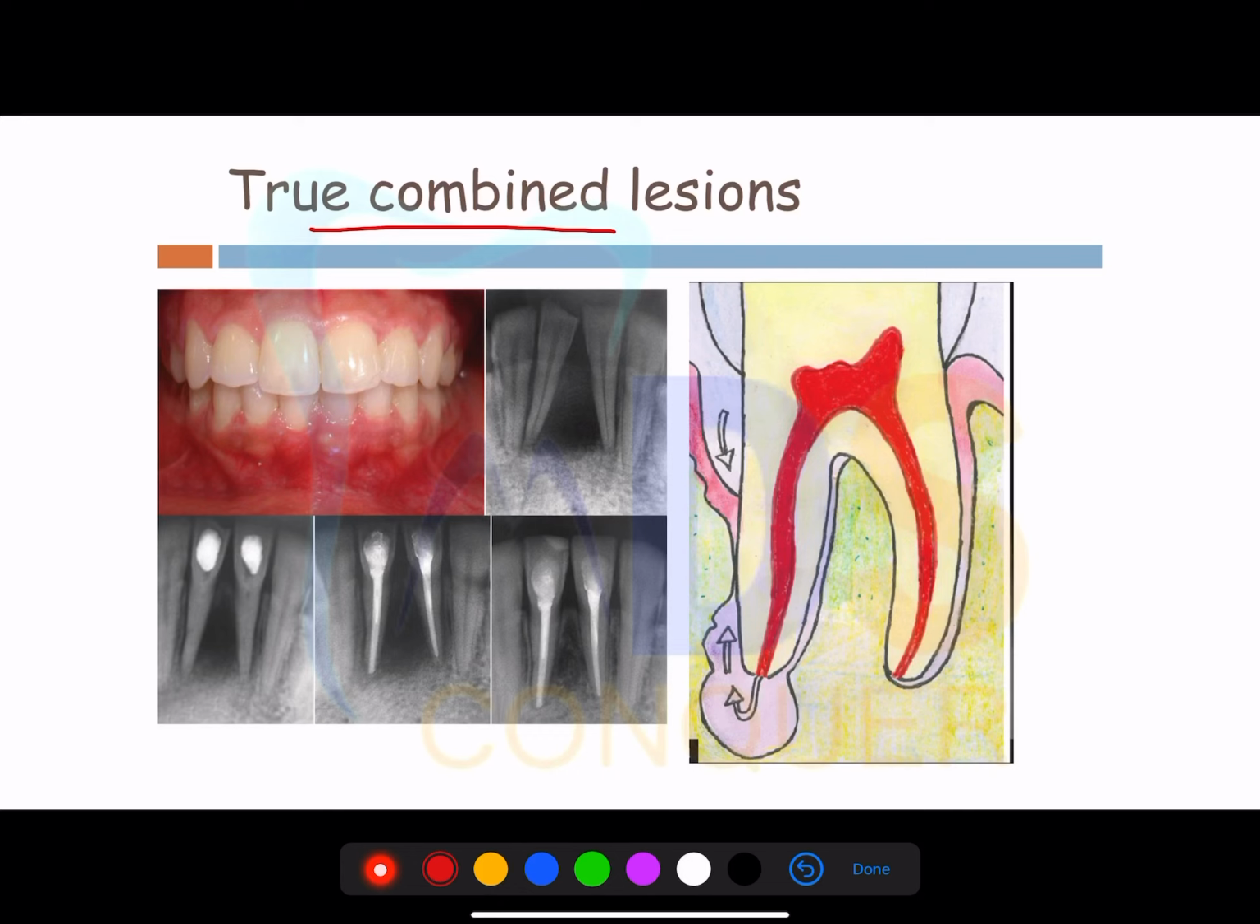Then I have discussed a combined lesion. It means it has the problem from both sides. It has a pulpal problem and it has a periodontal problem, which don't have a communication, they are not coordinated to each other in the clinical scenario, because you can see a deep pocket over here, and you can see a pulpal infection over here, but it's not communicated, right? So pulpally it is different and periodontally it is different. You cannot come to a conclusion whether it is primary perio or primary endo. Such lesions are called combined lesions.